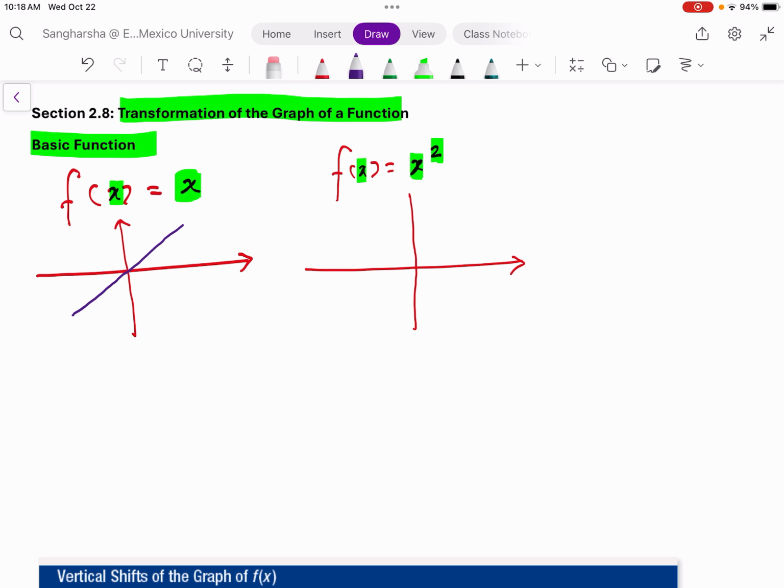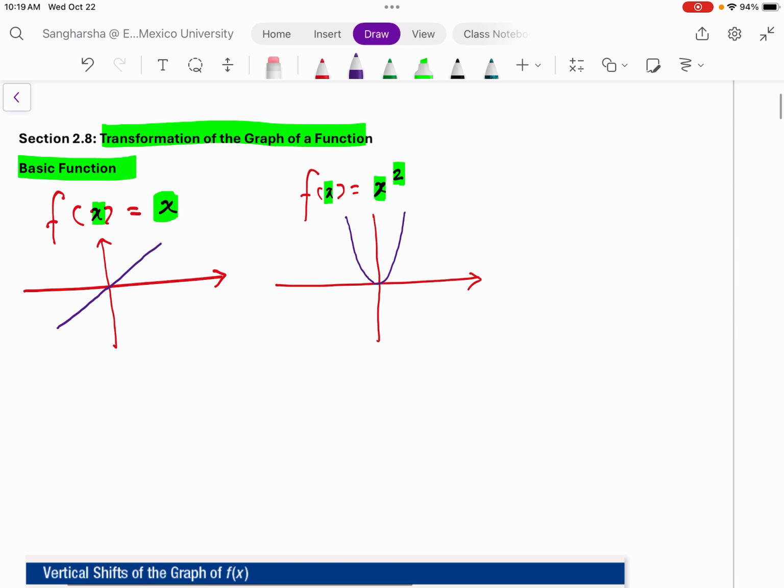It's U-shaped, a parabola. So we have a graph that's U-shaped. Every quadratic function, not only this one, has a U-shaped graph, and we call that a parabola. Every linear function has a straight line as a graph. So this is our second basic function.